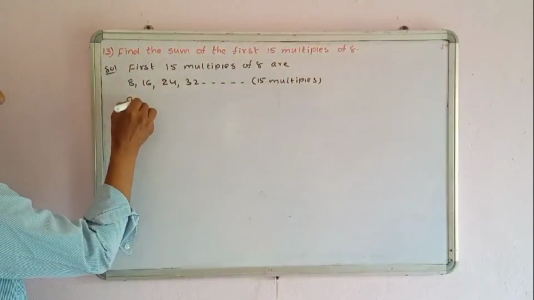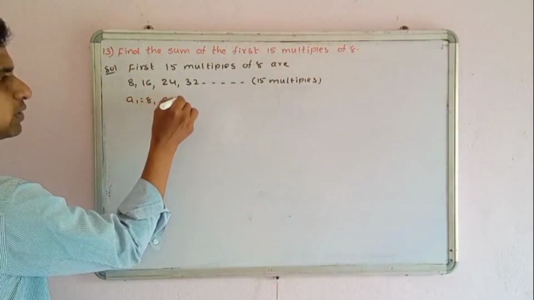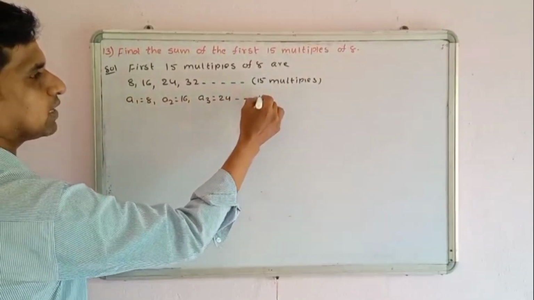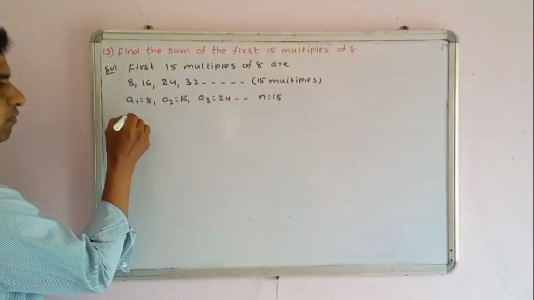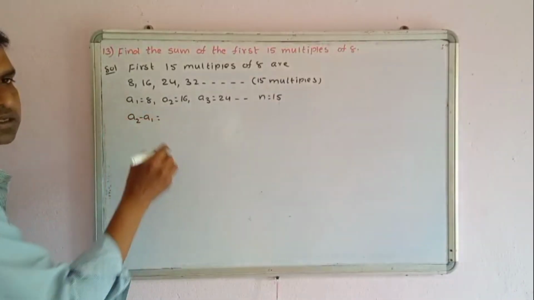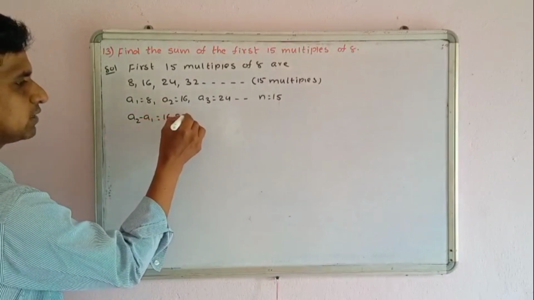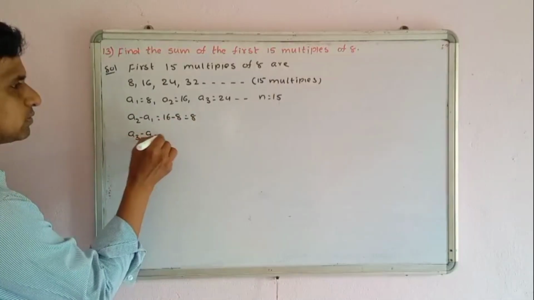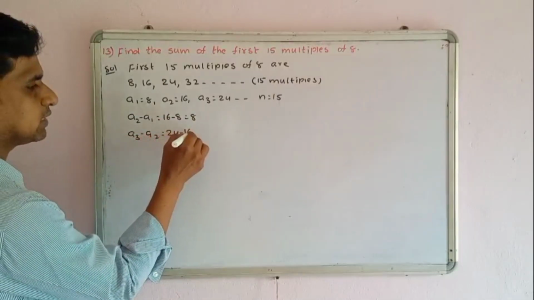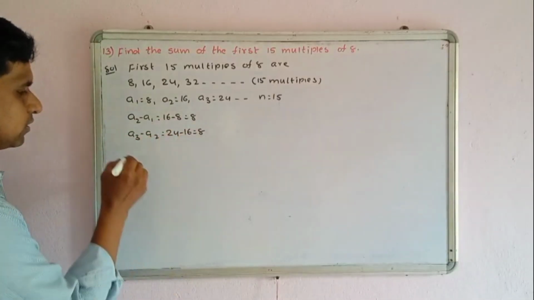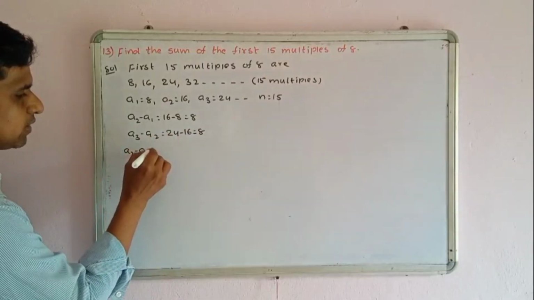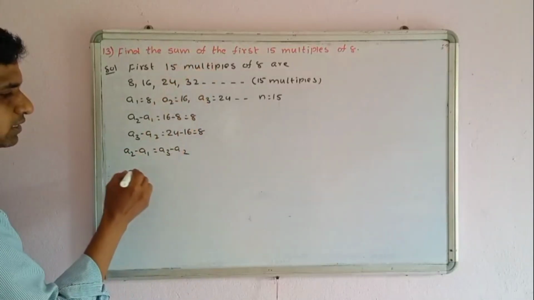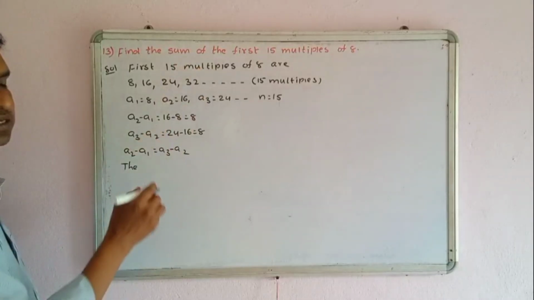First, A1 equals 8, A2 equals 16, A3 equals 24, and so on. N equals 15. Find A2 minus A1: 16 minus 8 is 8. A3 minus A2: 24 minus 16 is also 8. Therefore A2 minus A1 equals A3 minus A2. So the given sequence is in arithmetic progression.